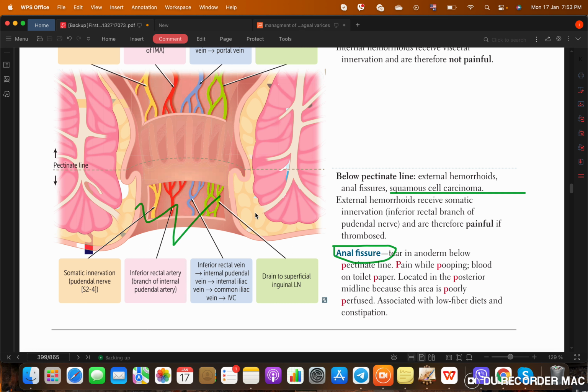What causes squamous cell carcinoma? Of the cervix, of the head and neck, of the lung, of the penis, of the anus. HPV, human papillomavirus, absolutely correct.